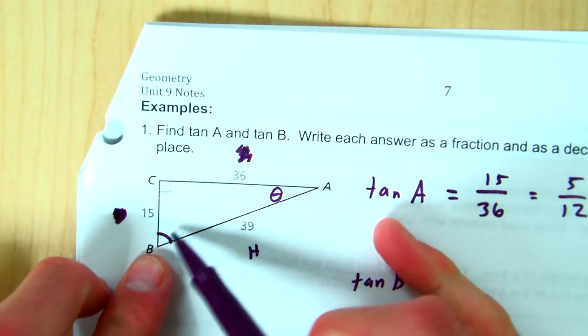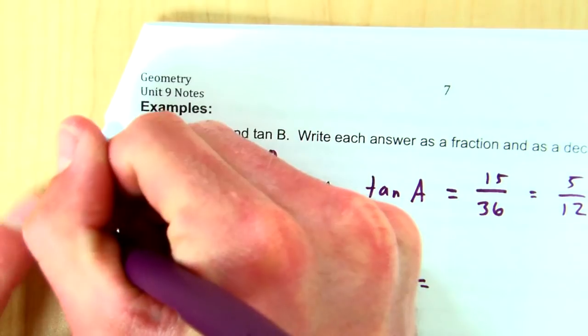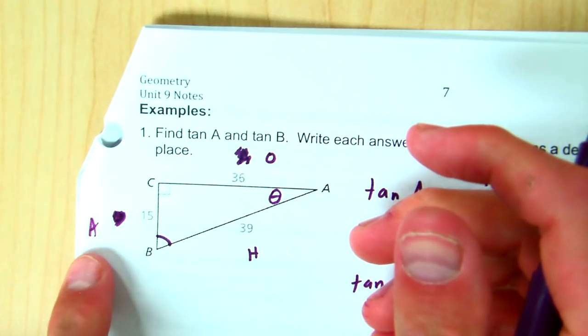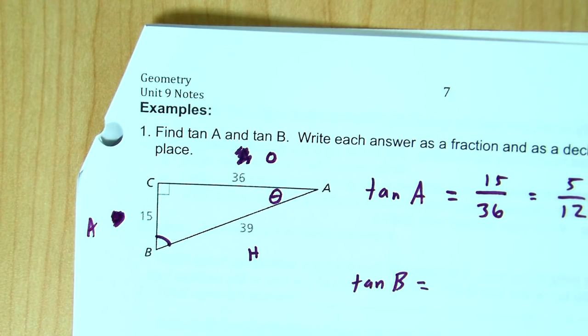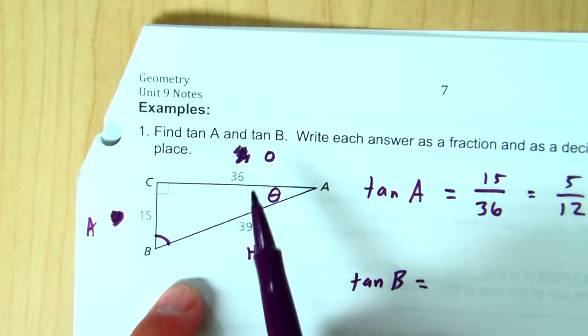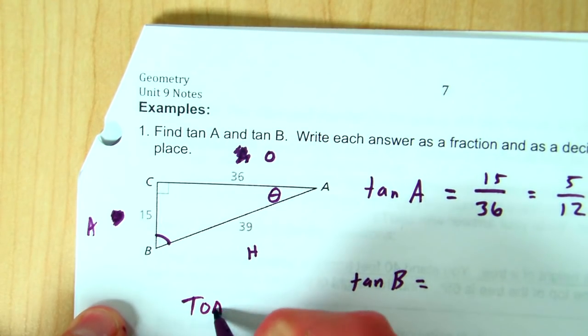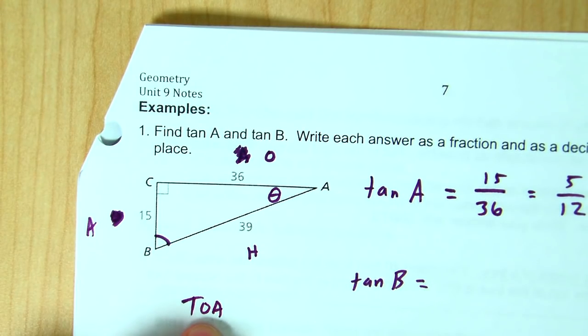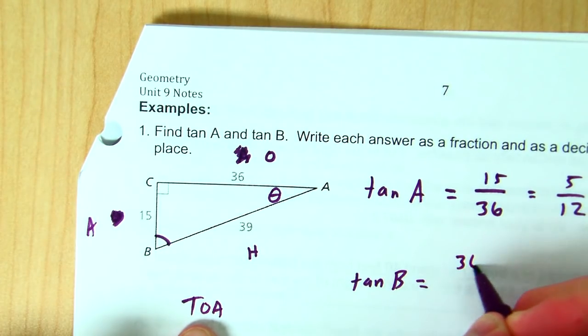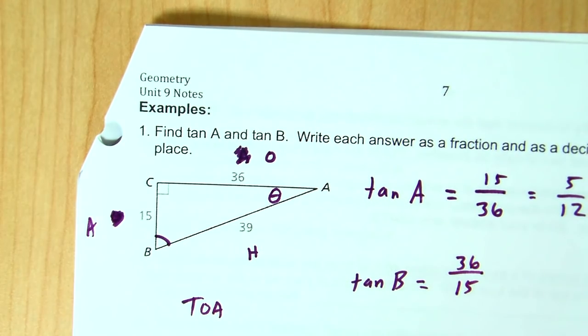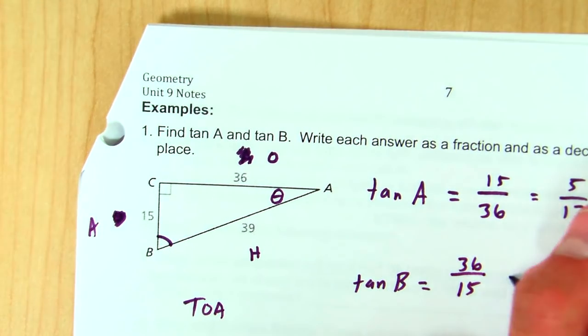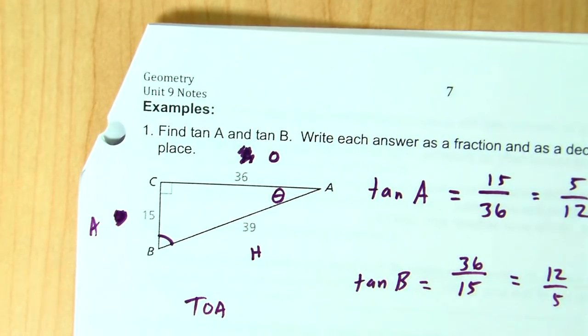But now across from angle B, this is my O, this is my opposite side, and this is my adjacent side. So now when I do the tangent ratio, remember tangent is, once again, TOA. Tangent is opposite over adjacent. So the opposite side here is 36, and the adjacent side is 15. So just the exact flip of tangent of A, and you get 12/5. So the tangent of one angle and the tangent of another angle have a relationship, but we want to make sure that we know which angle we're starting from.